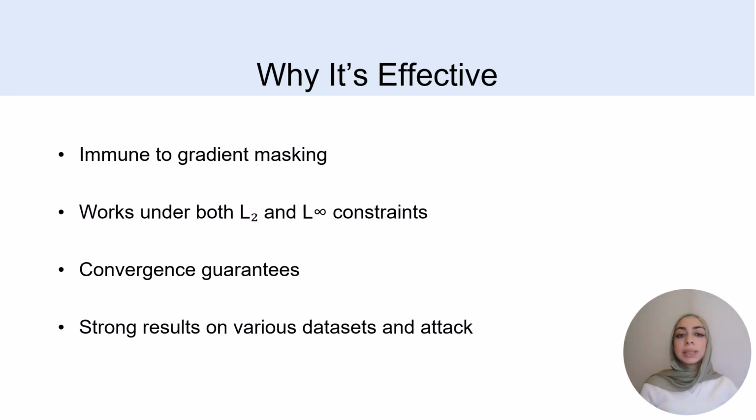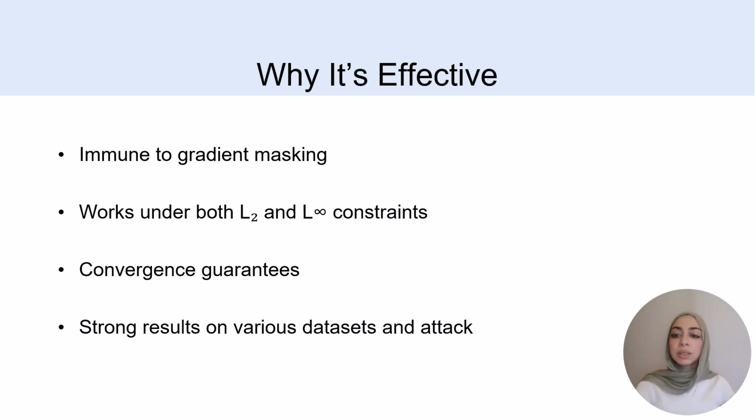So why is Square Attack so effective? Square Attack is highly effective for a few key reasons. First, it's immune to gradient masking, which is a common defense against gradient-based attacks. Because Square Attack doesn't use gradients at all, this kind of defense doesn't stop it. It works under both the L2 and L infinity norm constraints, which are different ways of measuring how strong the perturbations are, as we mentioned before. This method also comes with convergence guarantees. That means it's mathematically proven to keep getting better over time as the search continues.